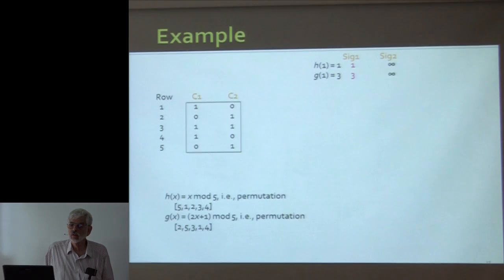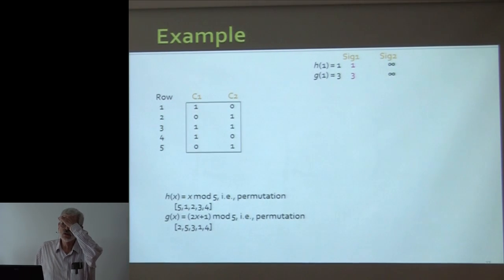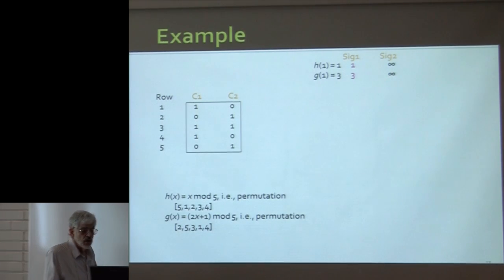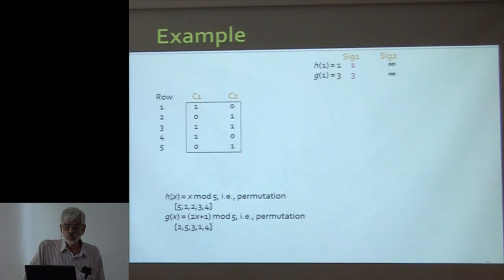Cool. All right. So here's an example. I have two hash functions. These are very dopey hash functions. In this case, h of x will be the row number, just x mod 5.